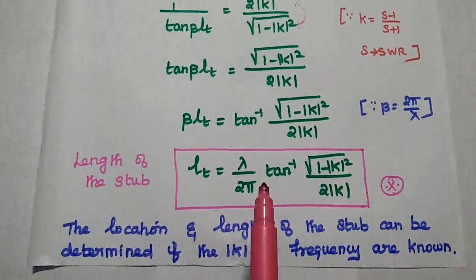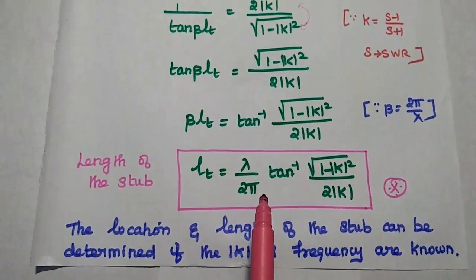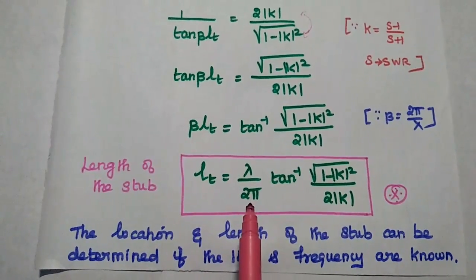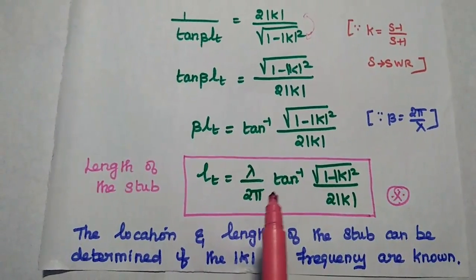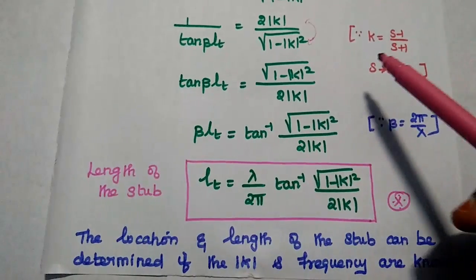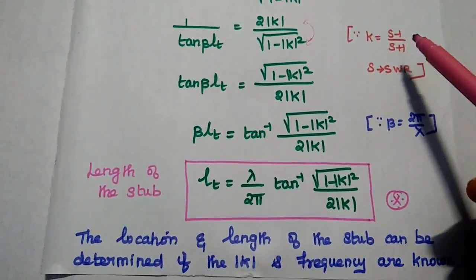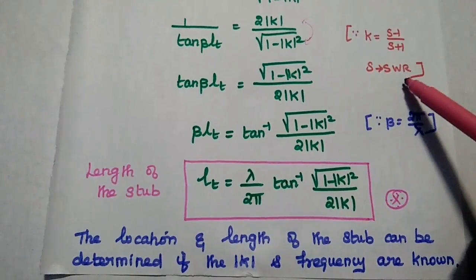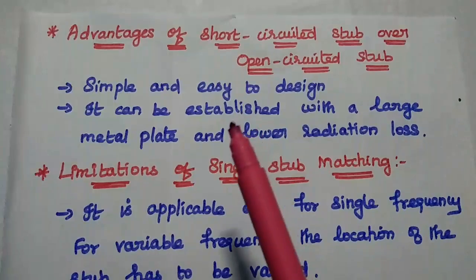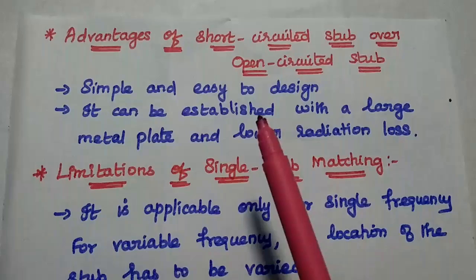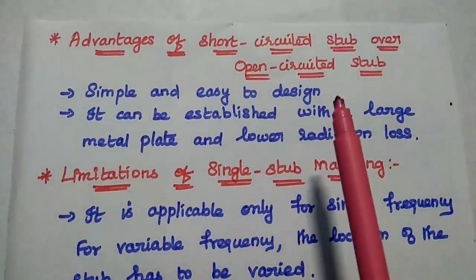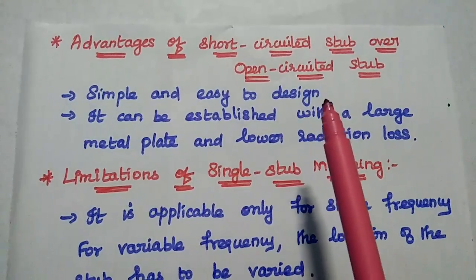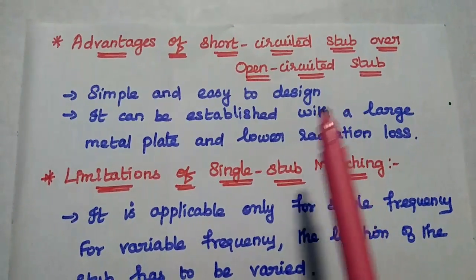Okay, so here the location of the stub and the length of the stub both can be determined if the reflection coefficient and the frequency values are known. So here the reflection coefficient k is equal to s minus 1 divided by s plus 1, where s is nothing but the standing wave ratio. Okay. In real-time applications, we prefer only the short-circuited stub. The advantages of short-circuited stub over open-circuited stub are given here.